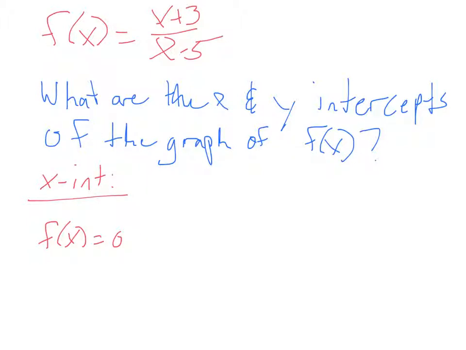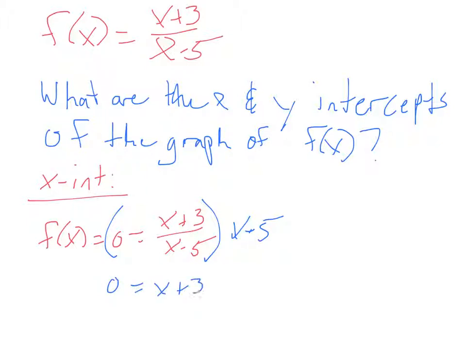To tackle finding the x-intercepts, we're going to start off by setting f of x, which is the y value, equal to 0, because we know on the x-axis, that's where y equals 0, right? Which we know f of x is in turn equal to (x plus 3) over (x minus 5). So how do I solve this equation, 0 equals (x plus 3) over (x minus 5)? Multiply the whole thing by x minus 5. Yep. 0 times anything is 0, so we get 0 equals x plus 3, and so x equals negative 3. So negative 3 is going to be the x-intercept.